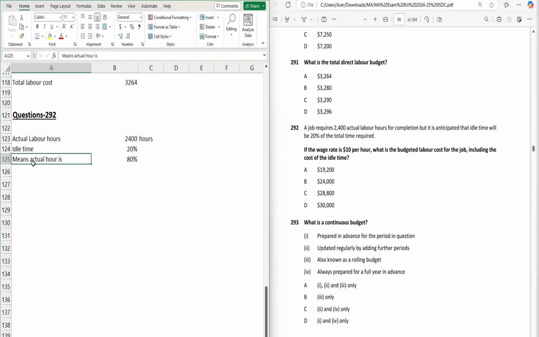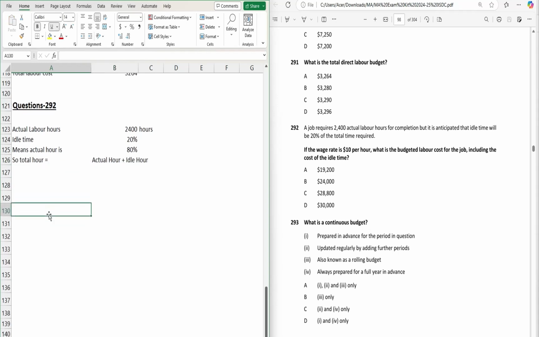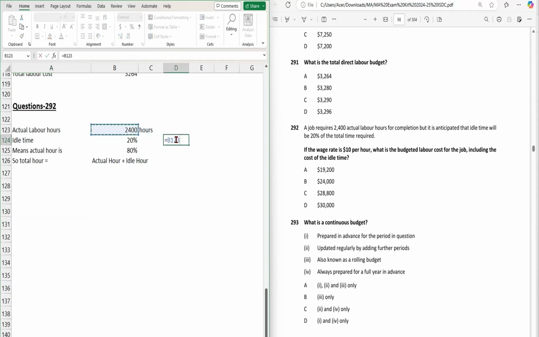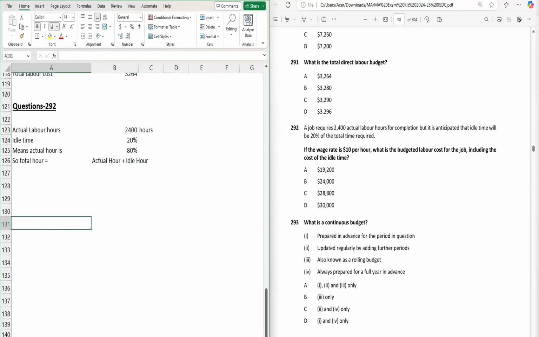The same case applies in this question. The total hours are calculated as actual hours plus idle time, but we don't know the idle time. So you can take the actual hours, which are the 80%, and find the 20% value. We multiply by the percentage of idle time, that is 20, and divide by 80%, because this 2400 is only the 80%. Then after adding these two we get the total hours, which is 3000.